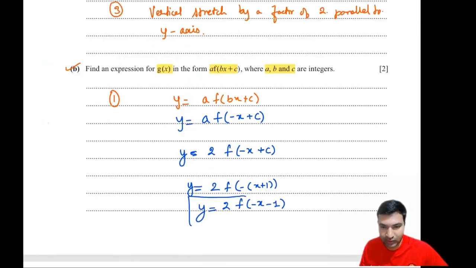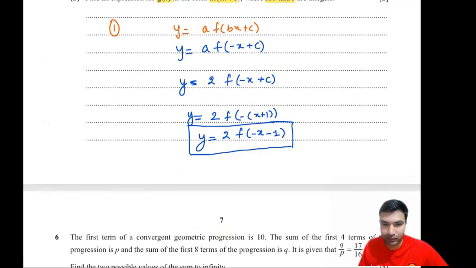So this is your final answer. I hope it is clear to you. Okay, don't write -x plus 1. The translation is happening on x and not on negative x. I hope this is clear to you. Okay, so be careful over here.